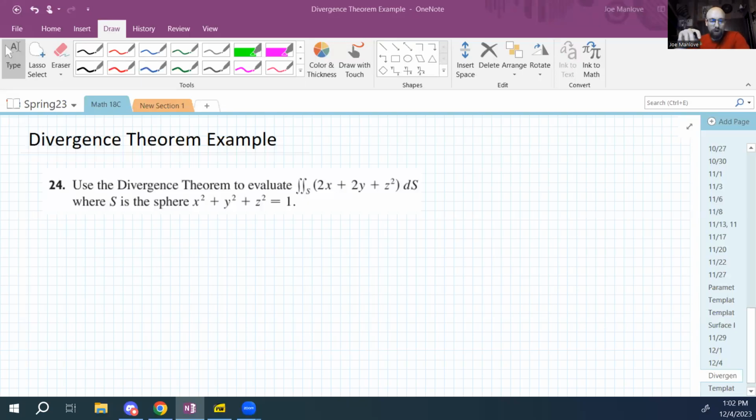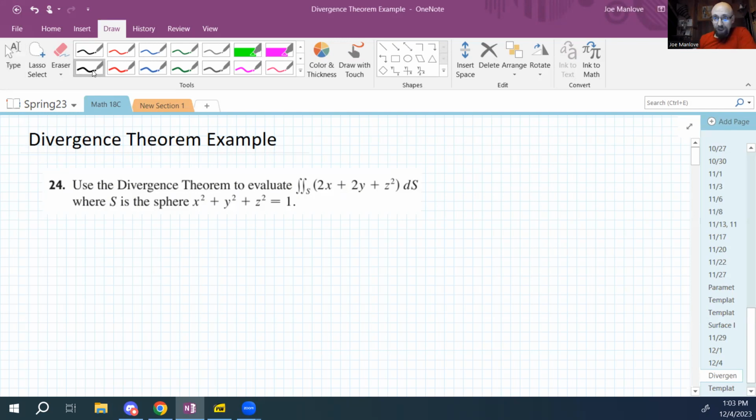Okay, guys. So I want to go through a little example in section 16.9. So we're going to talk about a problem that's in the divergence theorem section. And this problem asks us to use the divergence theorem to evaluate a surface integral where S is the sphere, yada, yada. So we're asked to calculate a surface integral. And the problem is that the divergence theorem doesn't quite apply to these.